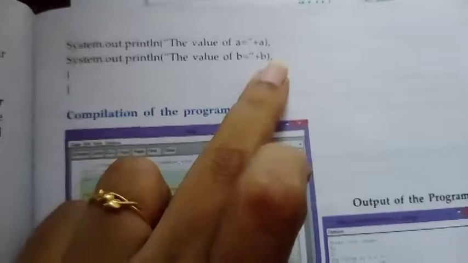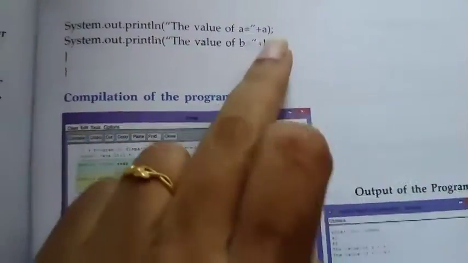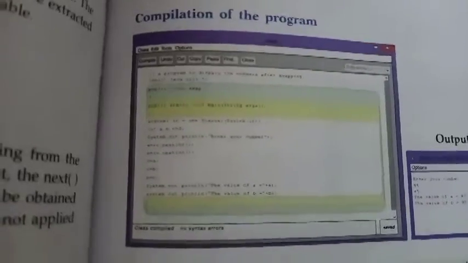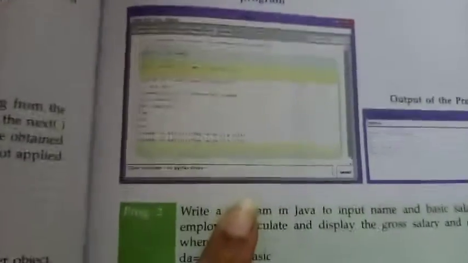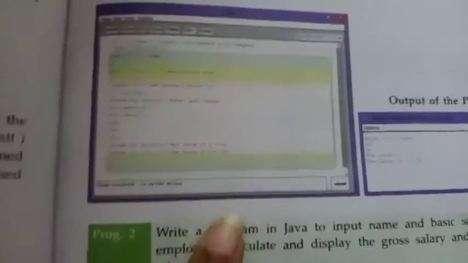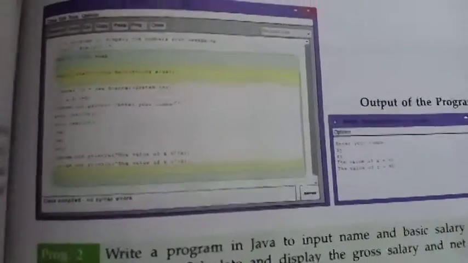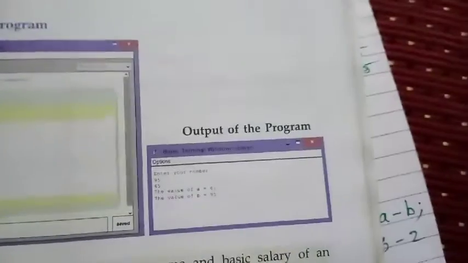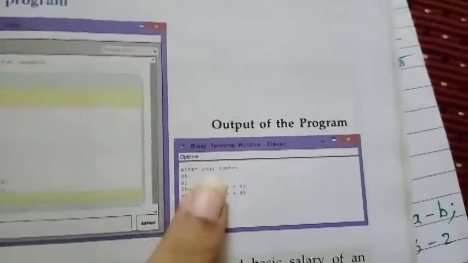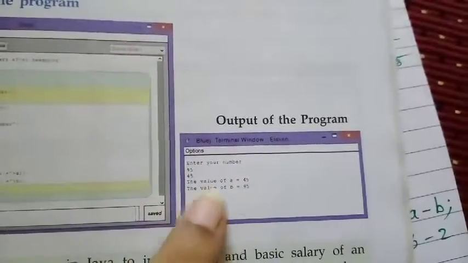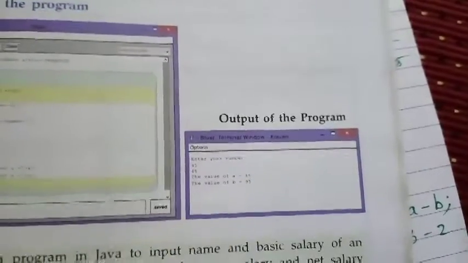And see here, System.out.println. Now the value of a will be B's value. See here, 45, and B is equal to 95. The compilation is the same thing as you compile it. Compile the input stream reader, and in this also you don't need to enter the values in your method call. It takes you to the terminal window, that is your output window, and you can enter the input here, and your output will be shown like this here.